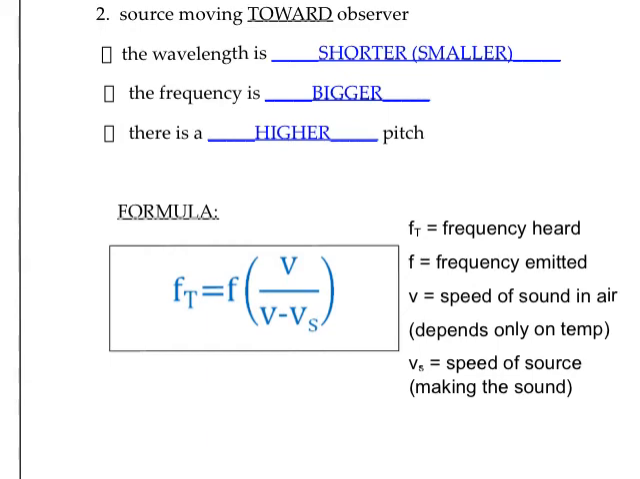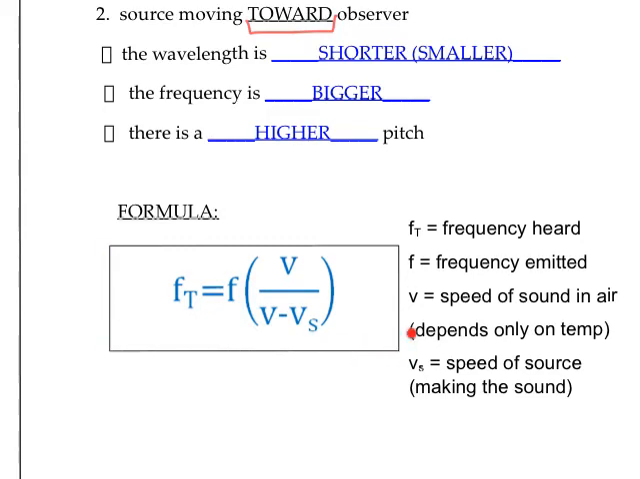So as we look at a source moving toward an observer, that's when the wavelength is decreasing because the circles get squished together. And remember, wavelength and frequency are opposites to each other. So if the wavelength is smaller, that means the frequency is bigger. And also recall that frequency and pitch are the same thing. So if we have a larger frequency, that's going to result in a higher pitch.